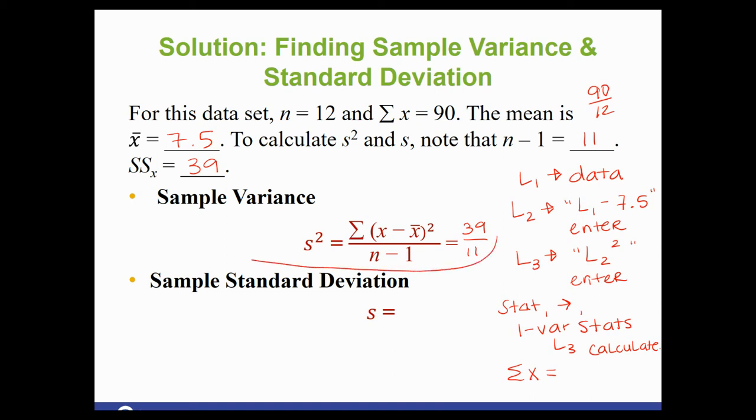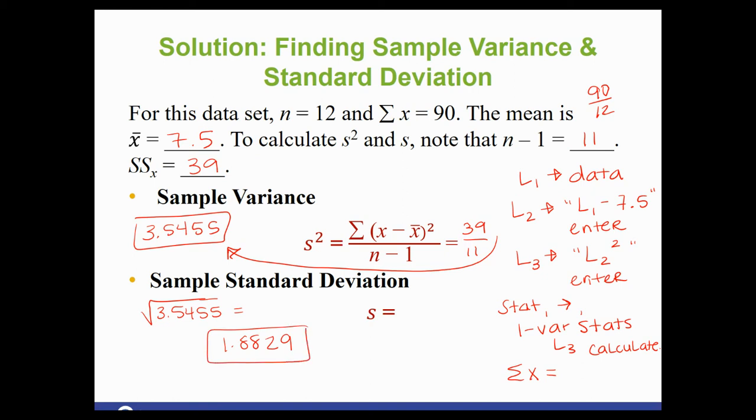And I'm running out of space, so I'll write it over here. We get for variance 3.5455. That is your sample variance. And the last step we need to do in order to get a sample standard deviation is we need to take the square root of that number. So if we square root our variance, we get 1.8829. That is our sample standard deviation, which is a letter s, lowercase s.